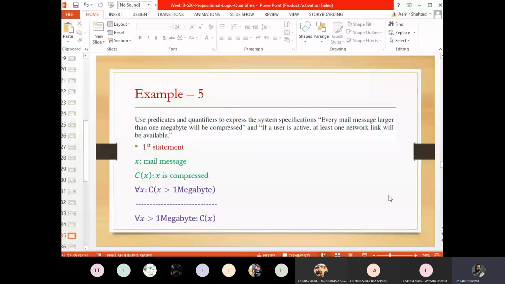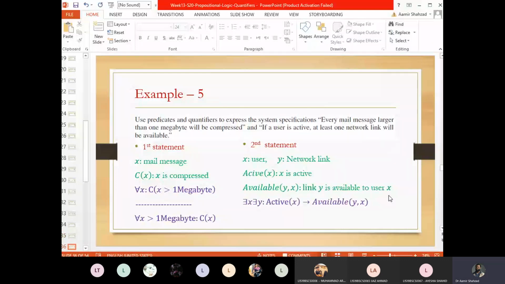Let's look at the second example. If a user is active, at least one network link will be available. If a user is active, it's an implication. So we are talking about if a user is active. If some user is active, it means it's an existential quantifier. So if there are some active users, then at least one network link will be available. Network link, again, is an existential quantifier: there should be some network link which is available.